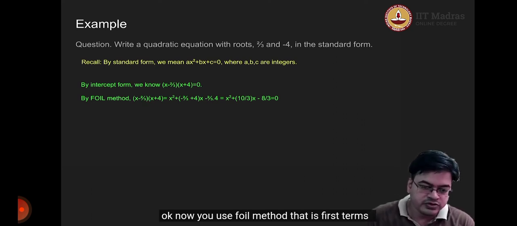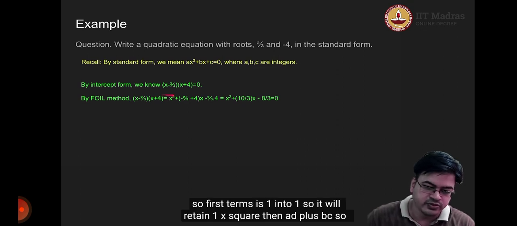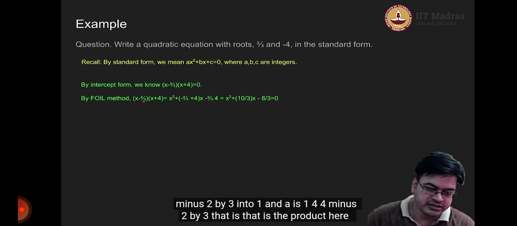Now you use the FOIL method, that is first terms. The first terms are 1 into 1, so it will retain 1x square. Then ad plus bc, so minus 2 by 3 into 1 and a is 1, 4, so 4 minus 2 by 3, that is the product here.